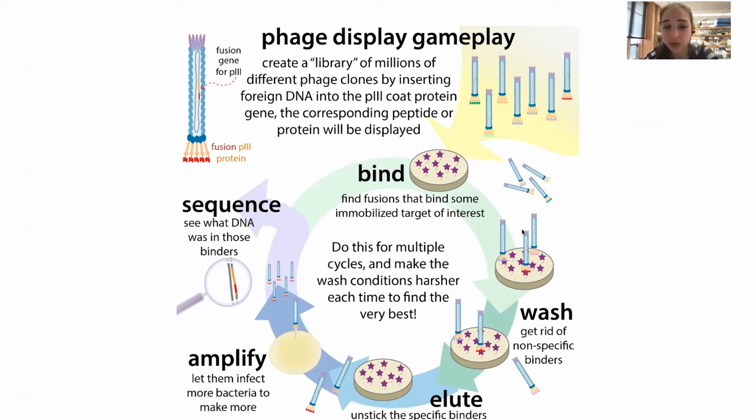Then you see if they can bind to the antigen that you want, and wash off the ones that don't. Then you elute them, so you unstick the specific ones that stayed on through your washes, the ones that bound specifically. Then you amplify them, letting them infect more bacteria to make more of them, and then you can sequence them and see the DNA that was in those ones that bound. You can do this in multiple cycles, and do things like mutagenesis to help mature them and increase the binding affinity. But in this case, you're basically skipping the animal and doing this all in the phage display format.